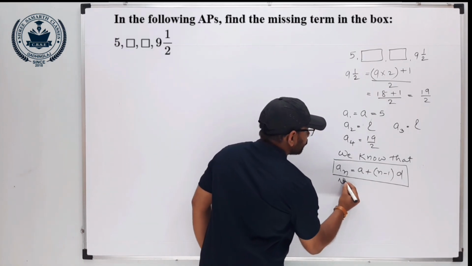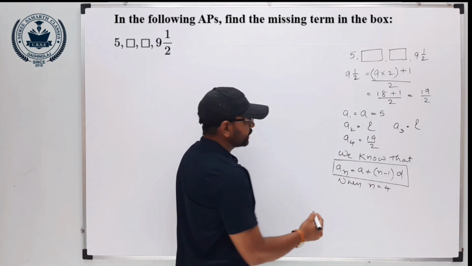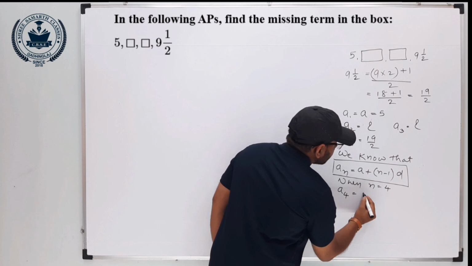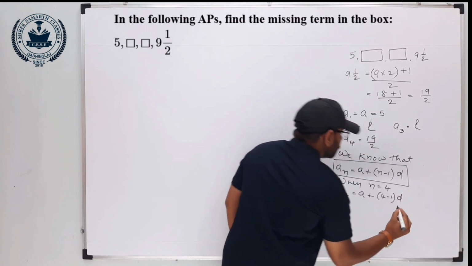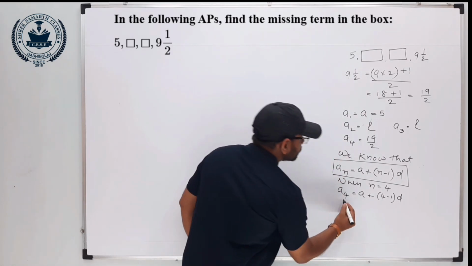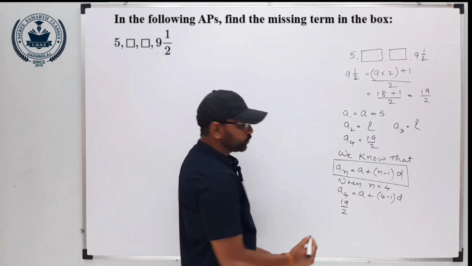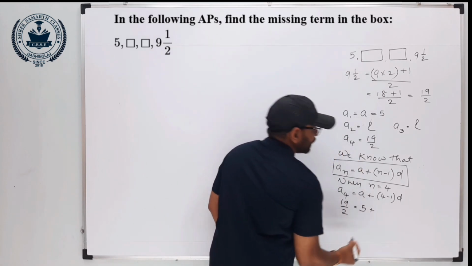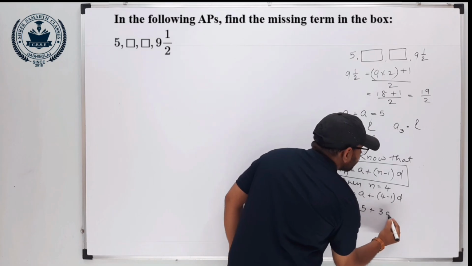So when n is equal to 4, what will we get? a4 is equal to a plus 4 minus 1 into d. Do we know the value of the fourth term? Yes. How much is it? 19 upon 2. The first term is also known to you, equal to 5, plus 4 minus 1, which is how much? 3. So 3d.